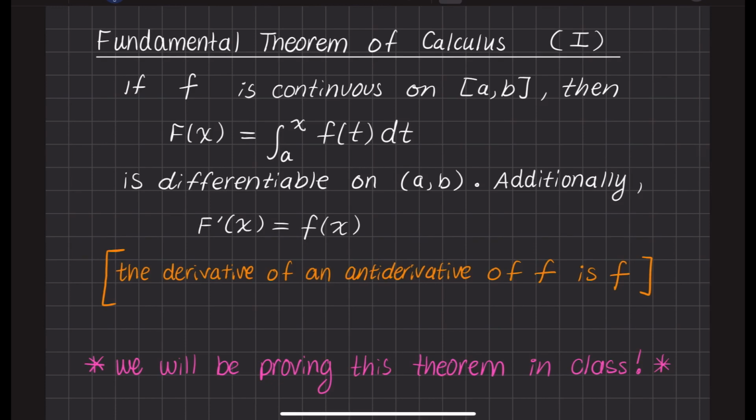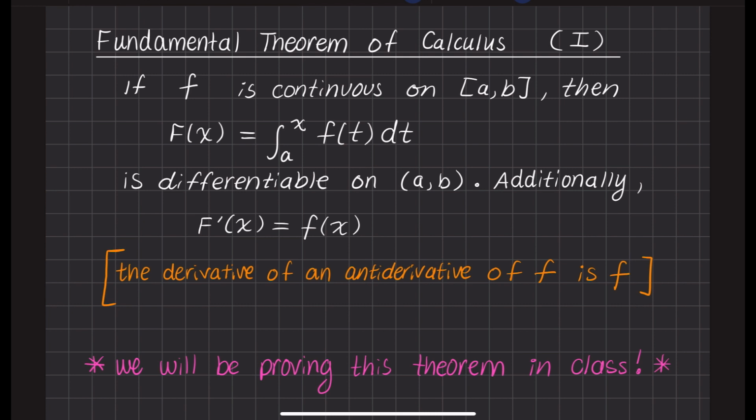In this video, we're going to be going over some example problems for the fundamental theorem of calculus part 1. So we're going to start off by stating the theorem. If little f is continuous on the closed interval a to b, then big F of x, which we're going to define as the integral from a to x of f of t dt, is going to end up being differentiable on the open interval a to b.